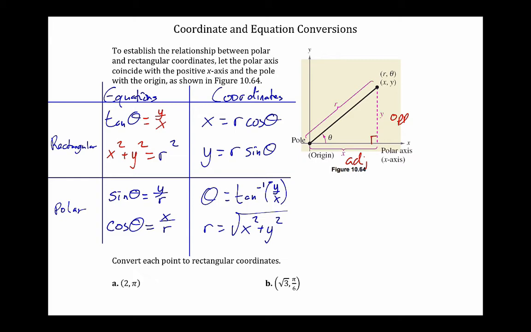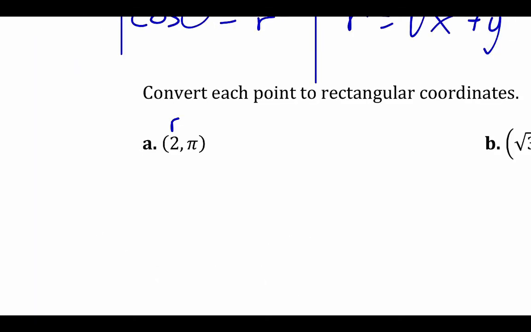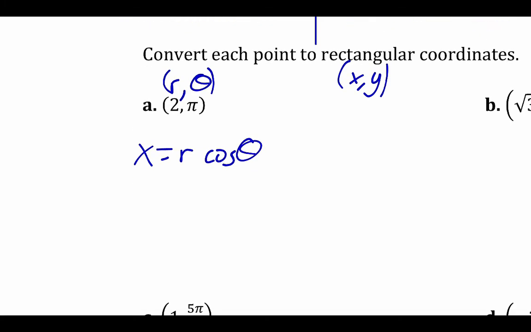So down at the bottom here, we are given some coordinates. Again, this is in polar coordinates, so we're given r and theta, and we're asked to convert them into x and y rectangular coordinates. So we're going to use the equation x equals r times the cosine of theta, and let's just start there. So we got x equals 2 times the cosine of pi.